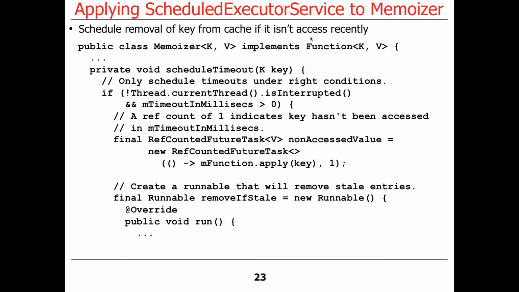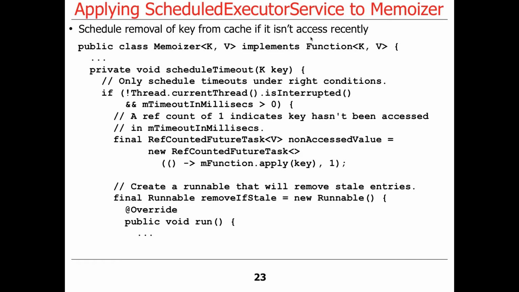Let's take a look at scheduled timeout. There's going to be two different implementations. This first one is the simpler one, and it demonstrates one set of pieces of the scheduled executor service. The next one's a little bit more interesting, and it shows another piece. What we do here is we only schedule timeouts under the right conditions. So if the thread has been interrupted or the timeout in milliseconds parameter is 0, there's no need to schedule a timeout, because either we've been told to shut down or we were not told to use the timeout mechanism. In this case, we go ahead and create a ref counted future task called non-accessed value. And notice that it has a count of 1.